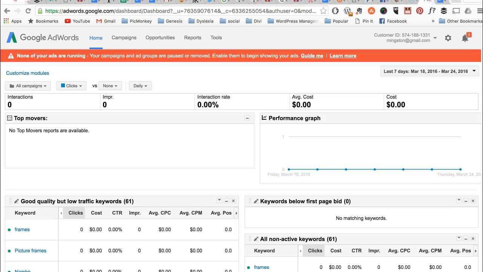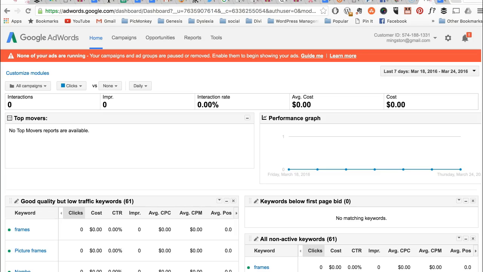The first thing that you're going to need to do is sign up for a Google AdWords account. It's actually super easy. This is what you do. I can't do it because I already have an account, so I can walk you through it, but what you do is you Google the words Google AdWords account, or set up Google AdWords account.